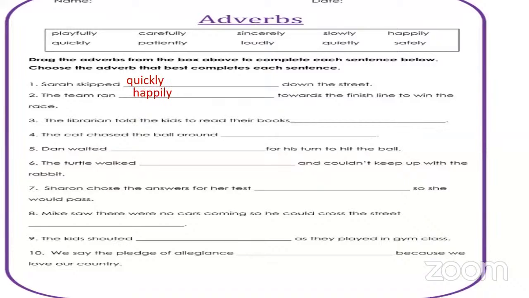Second one, number 2. The team ran happily towards the finish line to win the race. The team ran happily. Ran.